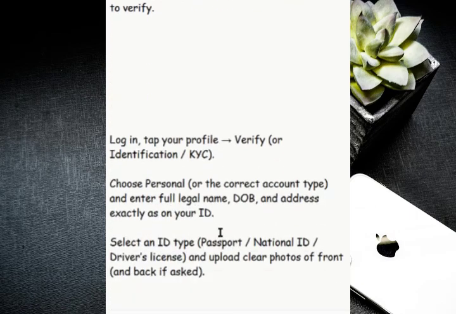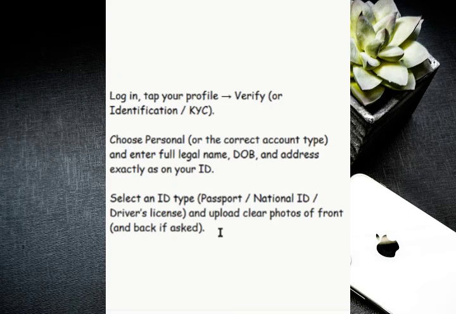Then from there, log in, then tap your profile icon and make sure you tap the verify icon and the verify button to make sure your account is being verified. After that, choose the personal or the correct account type and enter the full legal name, your date of birth and your address exactly as on your ID, which is your identification card.